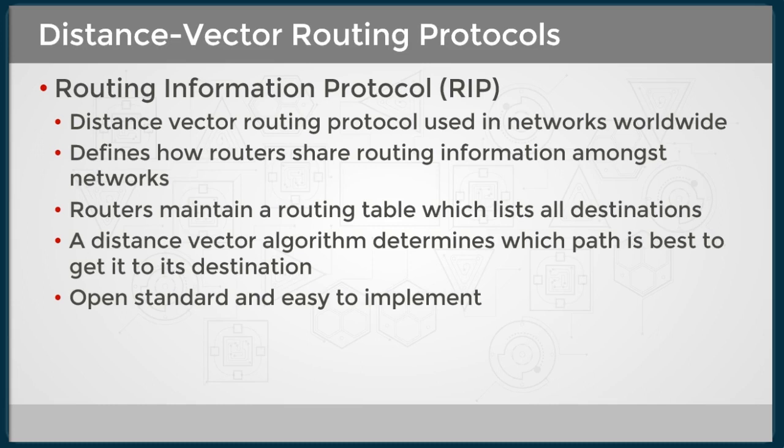So routers maintain routing tables which list all the destinations to which that particular router can send the packet. So again, it does not have to be all the way around the world, for example. It really just has to be the next router or to a few other routers. But as long as it can continue moving the packet from router to router and the next router knows the next step, then ultimately packets can arrive at their destination. So again, the distance vector algorithm simply selects the shortest path. Now, this is an open standard and fairly easy to implement.